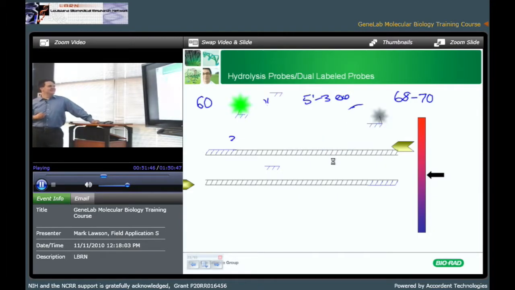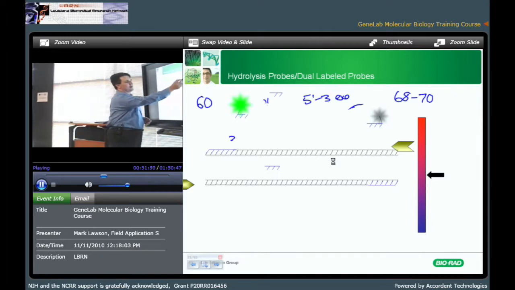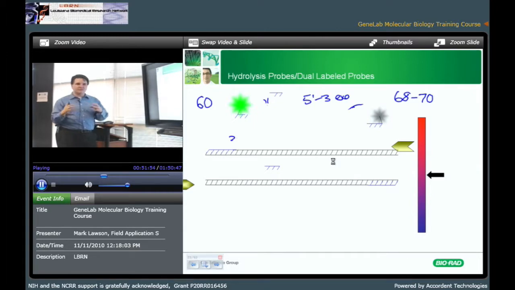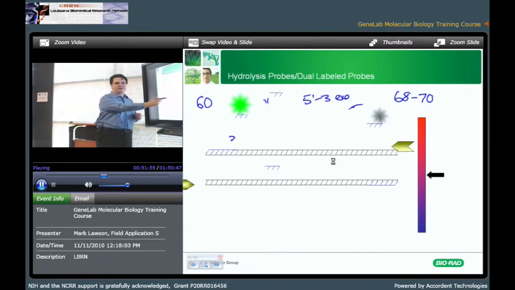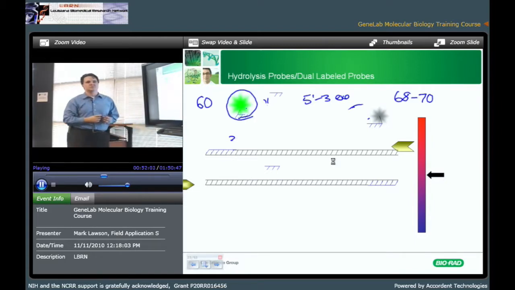Little ghosts. All right, so I now no longer have dye 1 and dye 2 close enough together that they're going to quench each other. This is going to be a quenching reaction. So every time I make a copy of this gene, I'm releasing one more dye molecule into solution. So there should be a 1-to-1 correlation between copies and the number of dye molecules that I've released.